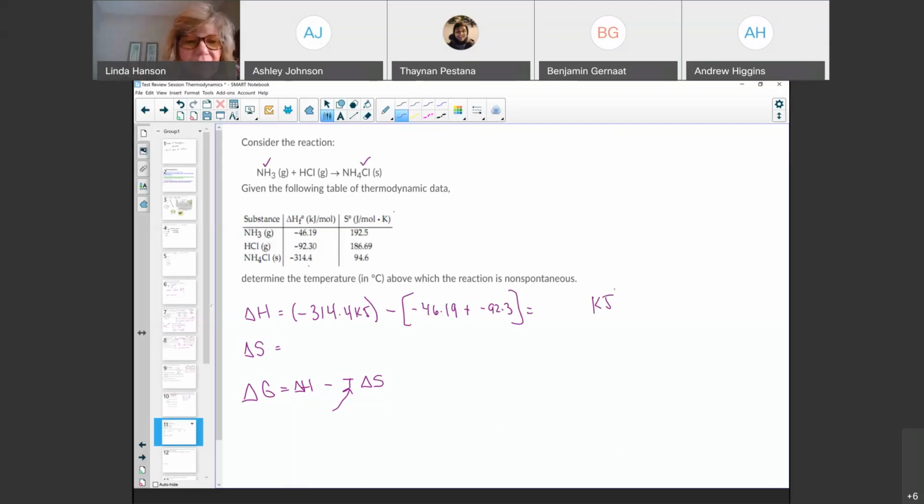And while I'm here, I'm just going to set up next subtraction. Here is NH4Cl is 94.6 minus the sum of the products, or the reactants, 192.5 and 186.69. All right, let me have just a moment to solve these.